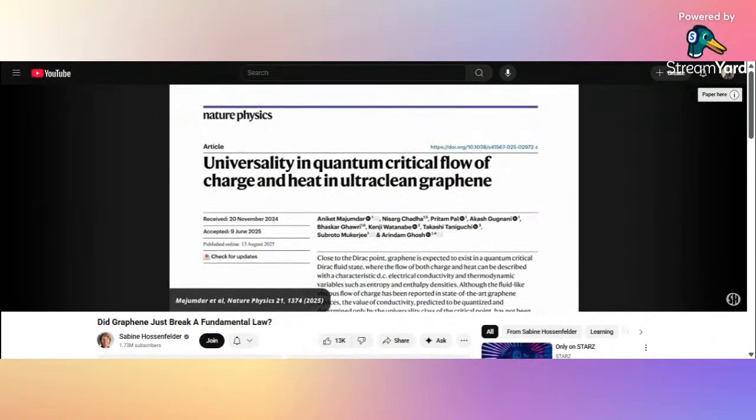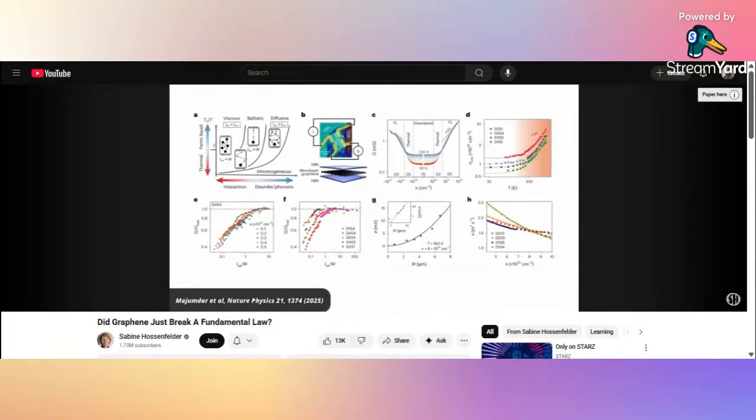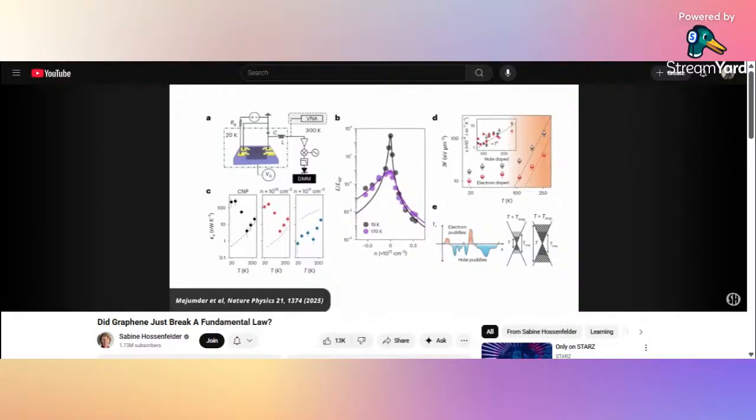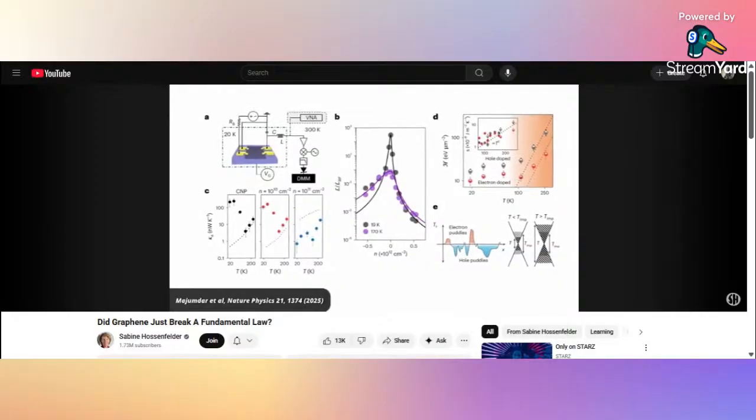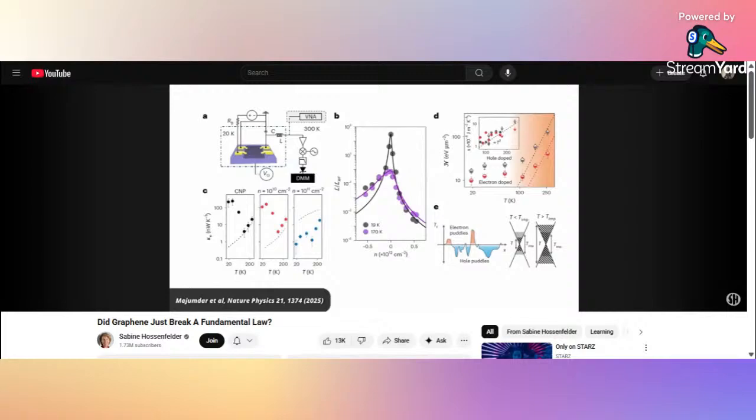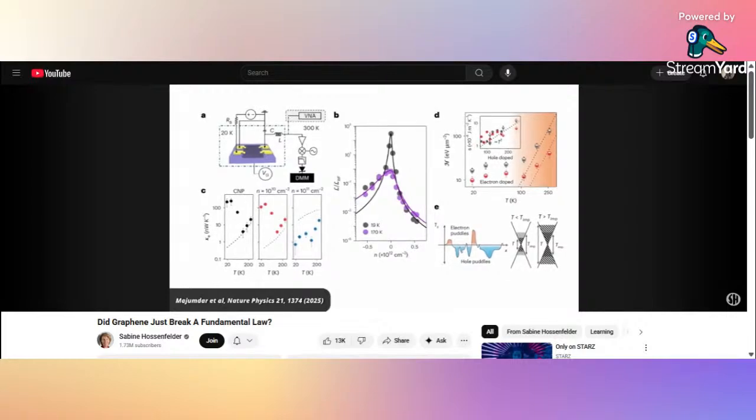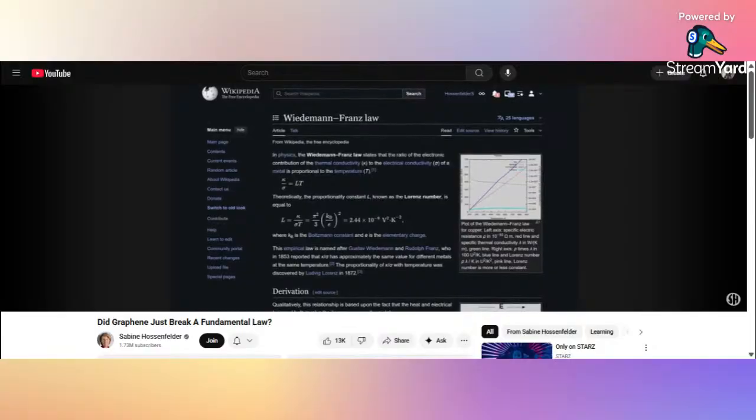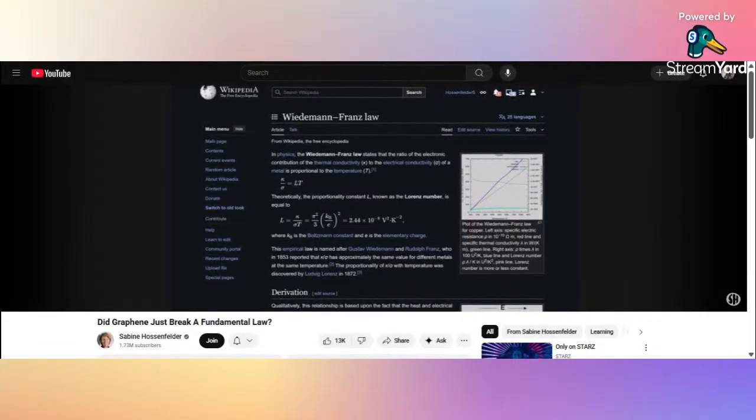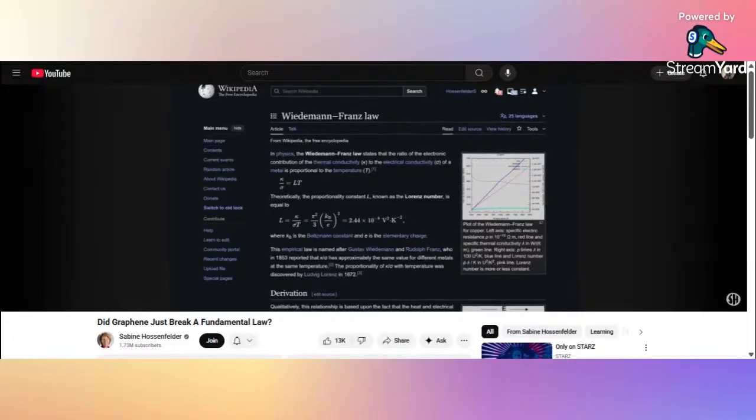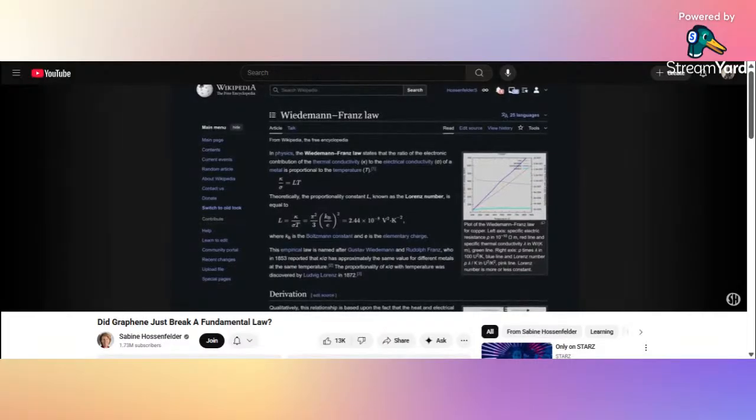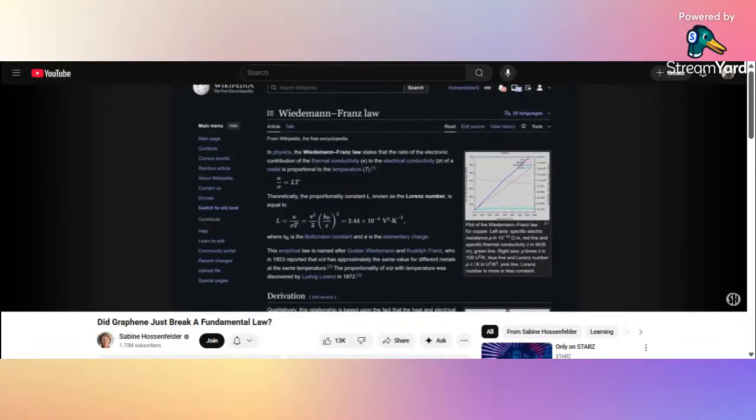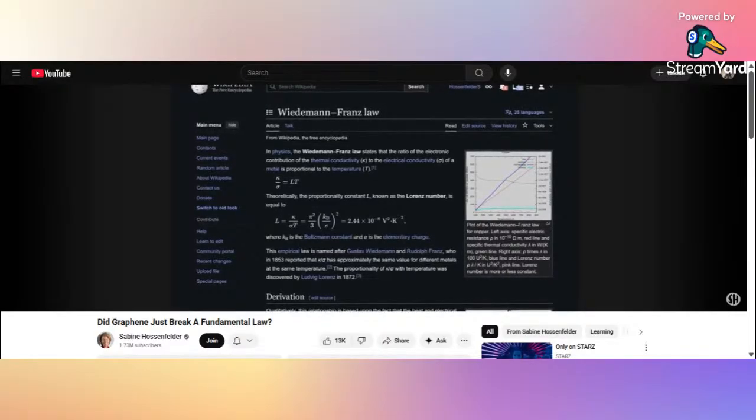The headlines are about a team from the Indian Institute of Science who just published a new paper in Nature Physics. They report that they measured how charge and heat move in ultra-clean graphene and found a huge mismatch with what metals usually do. In normal metals, the conductivity and the heat transfer follow a relation known as the Wiedemann-Franz law. This is because normally the electrons carry both electric charge and heat, so the ratio of thermal conductivity to electrical conductivity is proportional to the temperature.